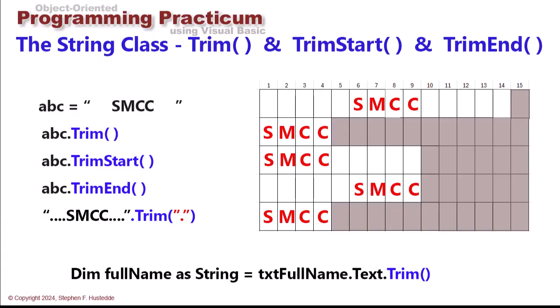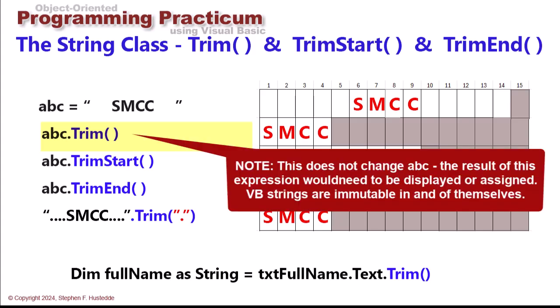Visual Basic contains three methods to remove spaces: either at the beginning of a string, at the end of a string, or both beginning and end. I assigned a variable of ABC the value of 5 spaces, SMCC, and another 5 spaces. If we did the Trim method, which removes the leading and trailing spaces, we'd be left with SMCC as just 4 characters in the string and no spaces before or after.